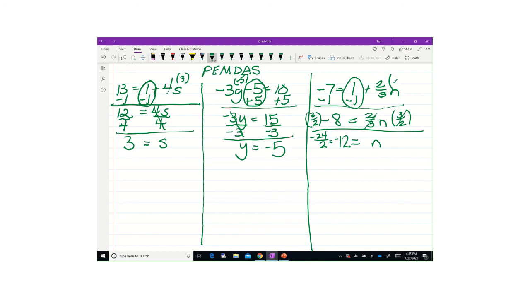Again, let's put it up here, negative 12. And 2 times negative 12 is negative 24, divided by 3 is negative 8. Negative 8 plus 1, negative 7. My answer checks. And that's how you solve two-step equations.